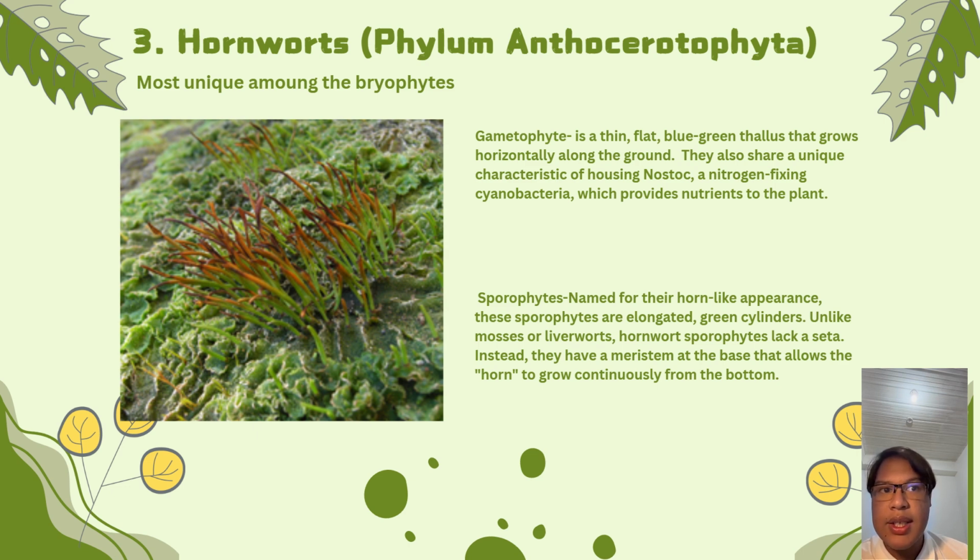In terms of sporophytes, named for their horn-like appearance, these sporophytes are elongated green cylinders. Unlike mosses or liverworts, hornwort sporophytes lack a seta. Instead, they have a meristem at the base that allows the horn to grow continuously from the bottom.